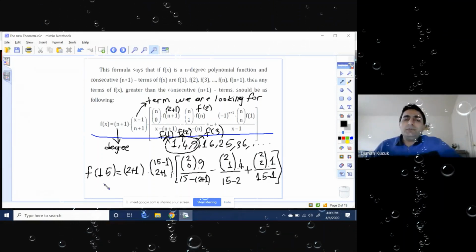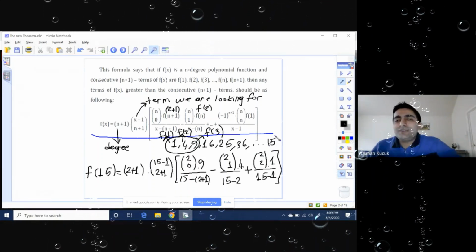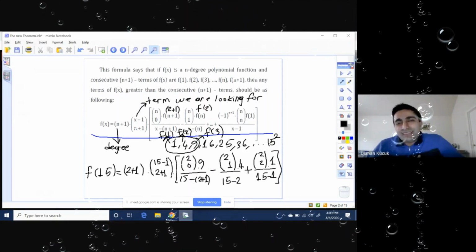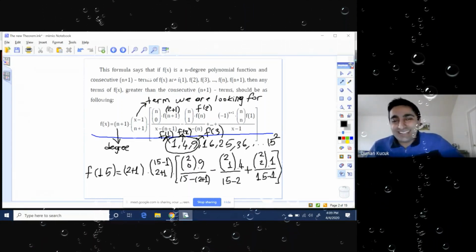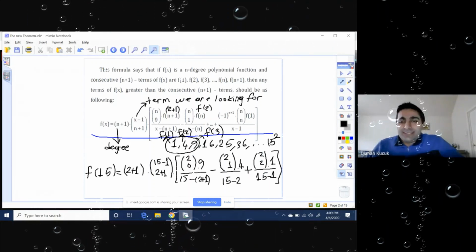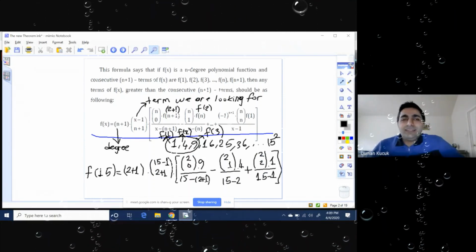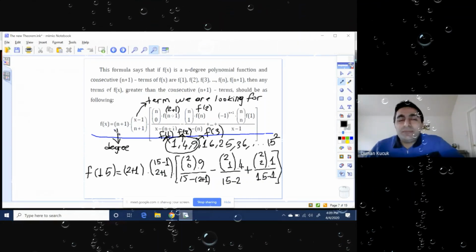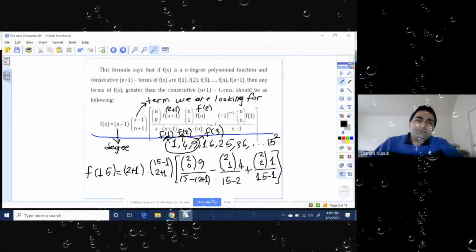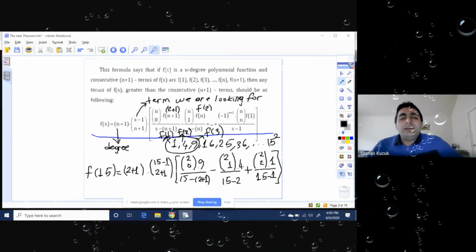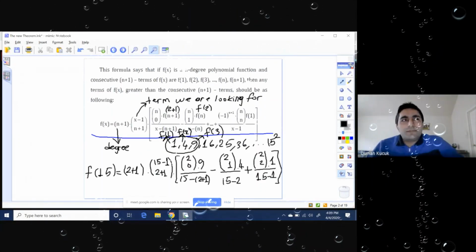f of 15 will be equal to 15 squared, which is obvious. You might be thinking that much work is not necessary, but that's a simple sequence. As the sequences get complicated, the formula I mentioned here might be very useful. My formula can be the alternative of Newton's formula.